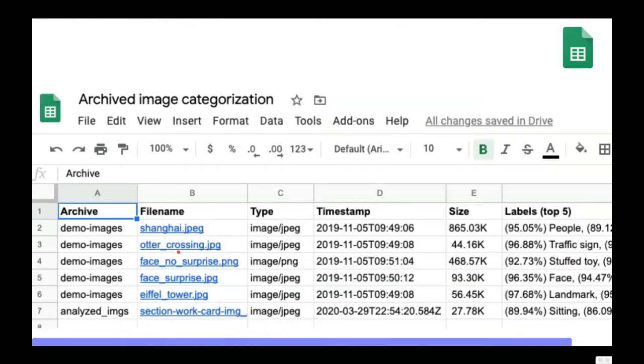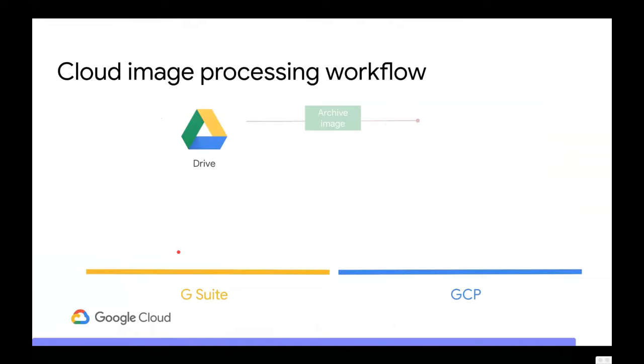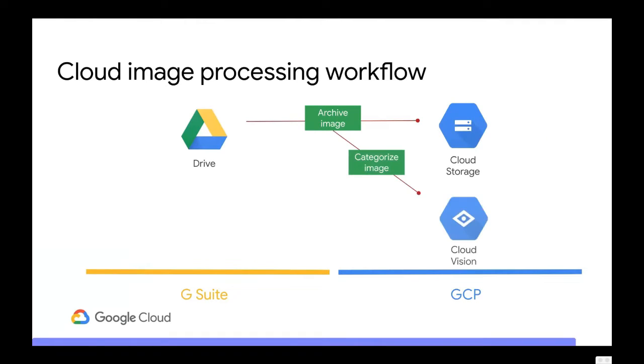Okay, so that's kind of an interesting workflow where I have images on Google Drive, I download those and then upload them to cloud storage for archival reasons. While I have the binary, I might as well send it to Cloud Vision and get some analysis on it and then record the results into a spreadsheet, okay?